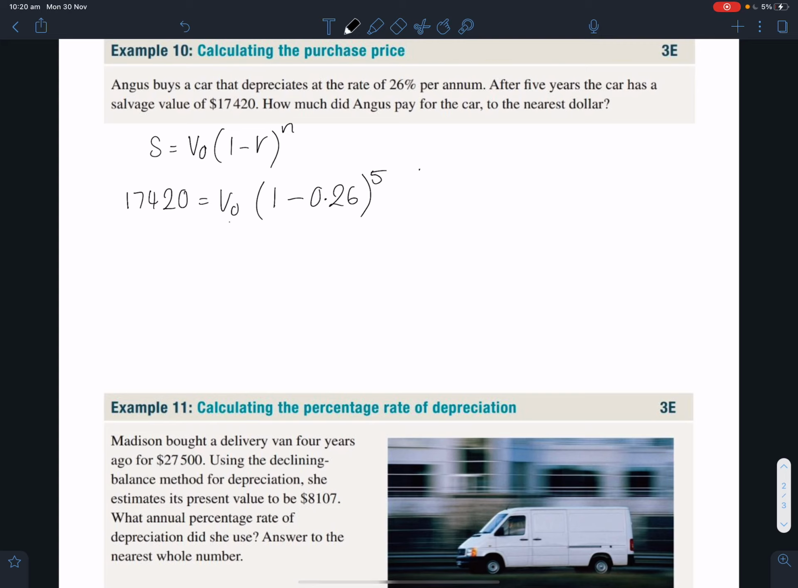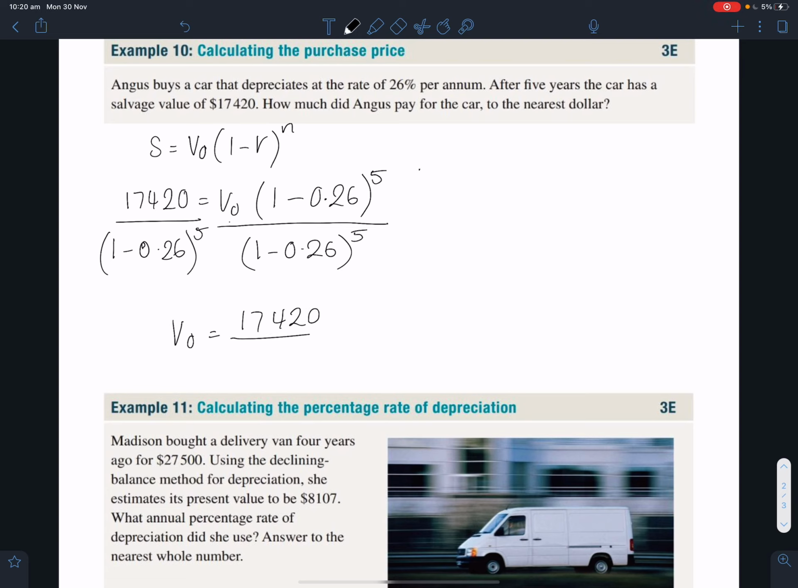Now to find V0, don't solve anything here, leave it as is, but divide both sides by 1 minus 0.26 to the power of 5. There's no point solving it. You're best to put everything in the calculator in one go to avoid multiple rounding. So V0 equals 17,420 divided by (1 minus 0.26) to the power of 5. Put that into your calculator as is, and you will get $78,504.